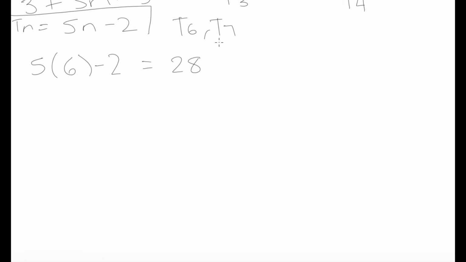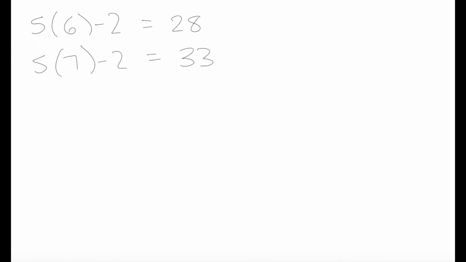Now let's see what T7 is. We have to do 5 times 7 minus 2. 5 times 7 is equal to 35, minus 2 is equal to 33. So that's one way that you can easily find any term in a sequence if you have your general formula for this sequence. You just have to plug in a value for n, which is whatever term you're trying to find, and you can find the value of that term.